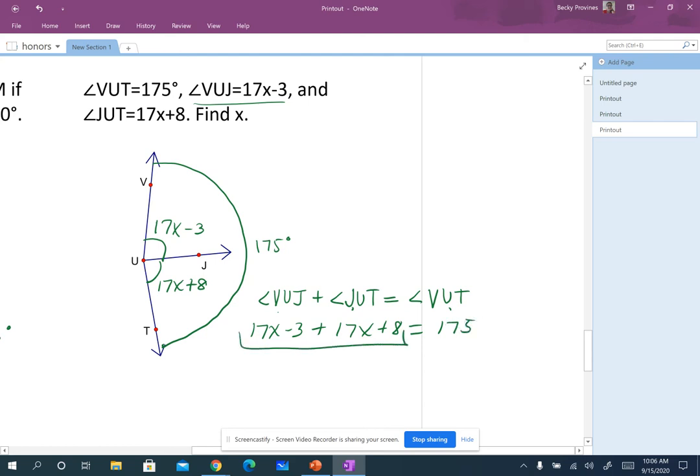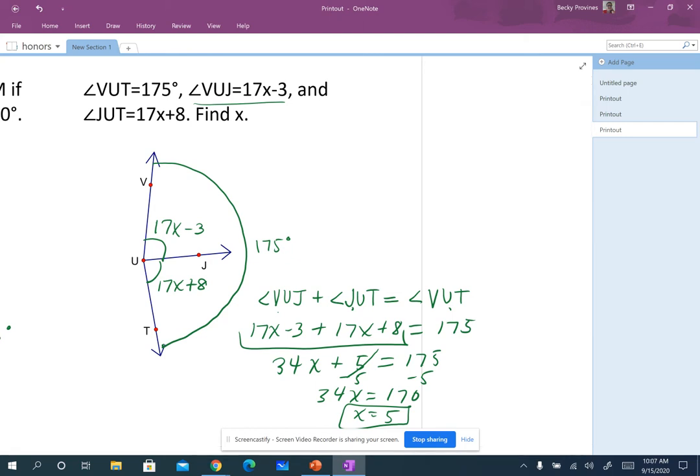Let's combine like terms. So 17 plus 17 is 34x. 8 and negative 3 is 5. Subtract 5. 34x equals 170. So 170 divided by 34 is 5. Okay, so we solve for x. Now sometimes it may ask you to plug it back in to find the actual measures of the angles. And we know that once you plug it in, the two should add together to give you your total of 175.